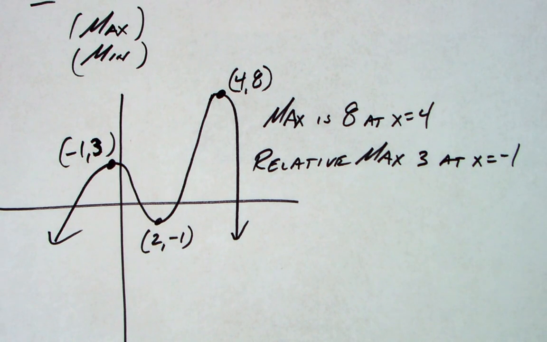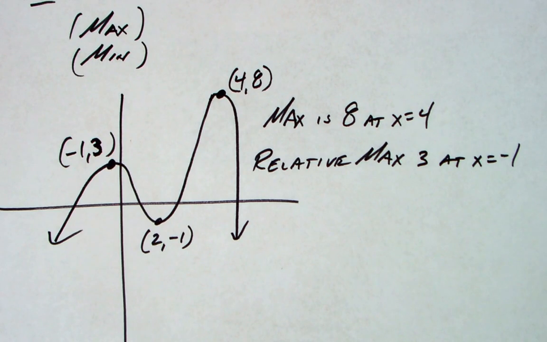Relative max just means bigger than the ones around it. I realize that that's a max. There's another one that's 7, another one that's 6, another one that's 5. But it's got to be in its area. Another way to say that is it's increasing and then it's decreasing.